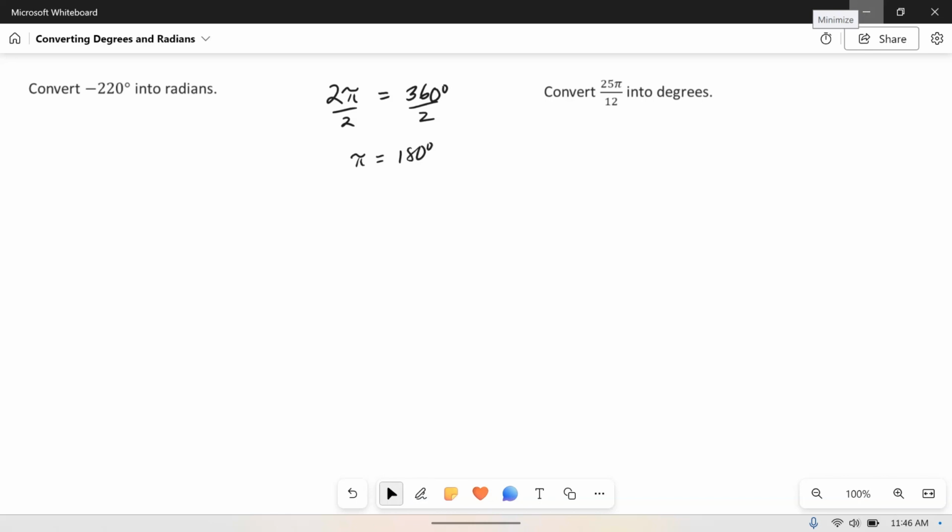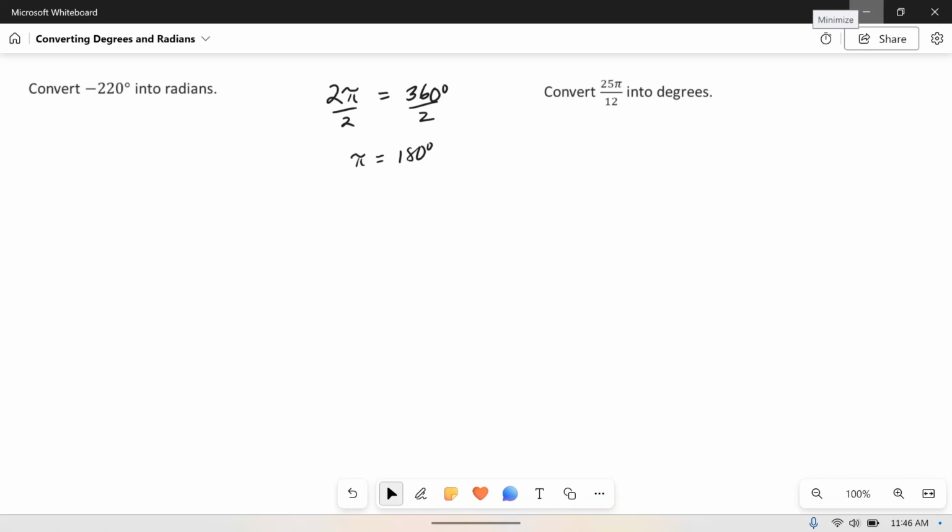So we're going to use this relationship, that pi radians is equal to 180 degrees, to convert first from degrees to radians and then from radians into degrees. We use the same ratio, the same values, the pi and the 180 degrees. We just use a different ratio each time. So let's see how this is going to work first with degrees.